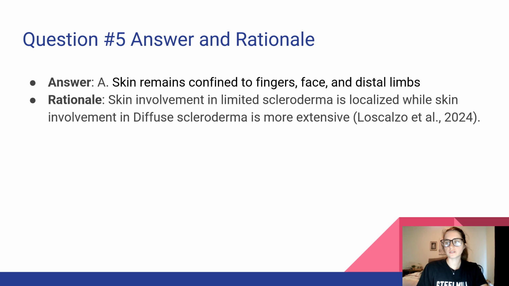So the answer is A. Skin involvement remains confined to fingers, face, and distal limbs. And the rationale is that the skin involvement in limited scleroderma is localized, while the skin involvement in diffuse scleroderma is often more extensive. So you'll see it like on the trunk or thighs, in addition to the face and fingers and distal limbs.